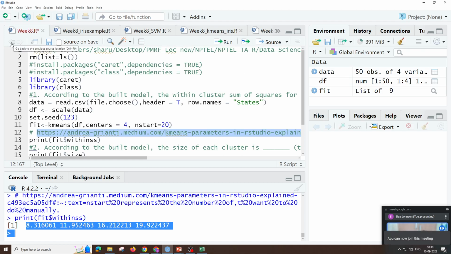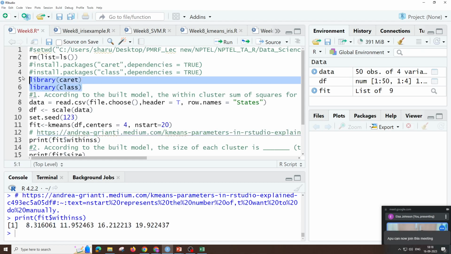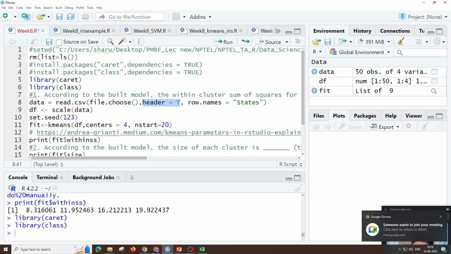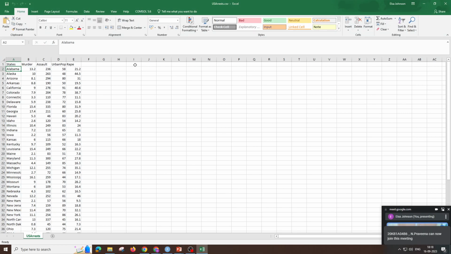If you go to RStudio, you can load the necessary libraries. First you have to read the data. One of the things given is header equal to true. That means that your data already has the header present. You can see here in the data, the header is already named.